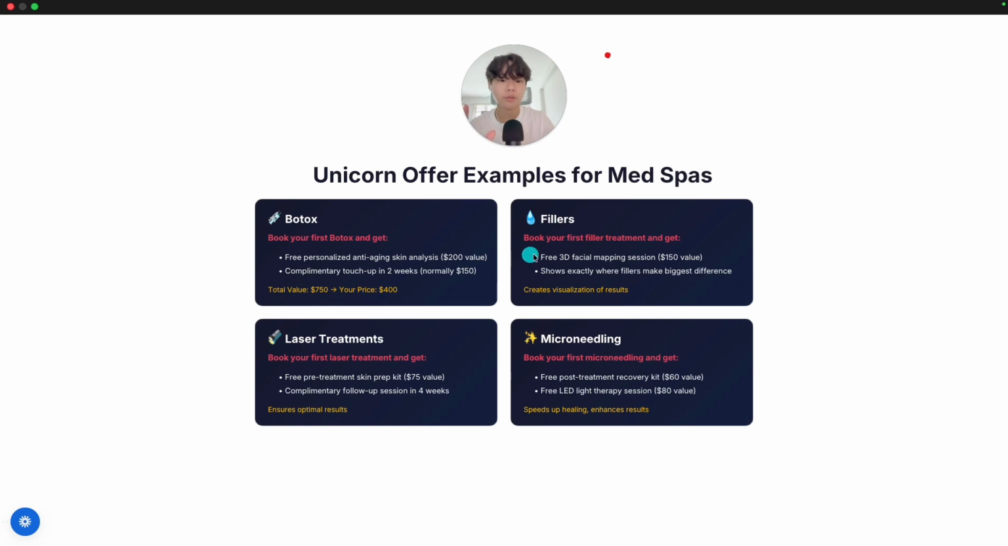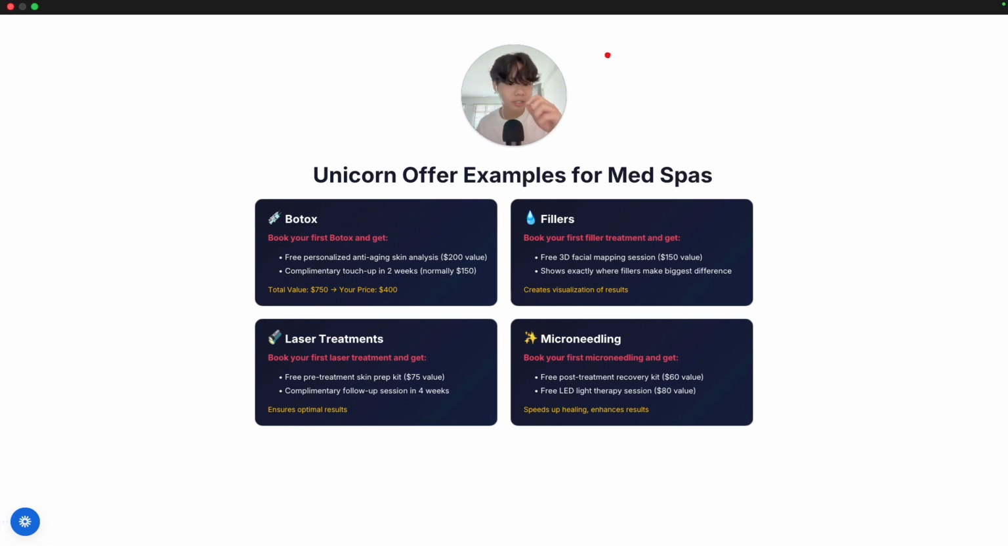So what you want to do for this one is show why the fillers make a big difference and maybe add a little bit more maintenance treatments on top of that, just to make it a little bit more valuable. Okay, so next for the laser treatments, same thing: book your first laser treatment here and get two things: free pre-treatment skin prep, a $75 value, and a complimentary follow-up session in 4 weeks. So just stack up the value for the laser treatment. So yeah, something like that.